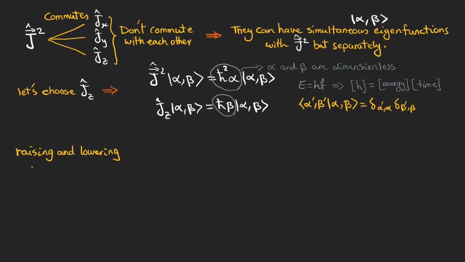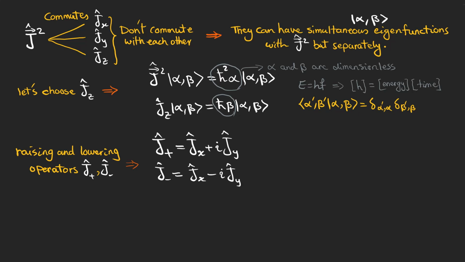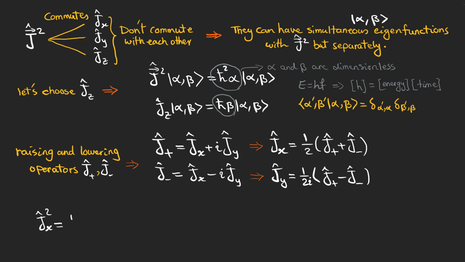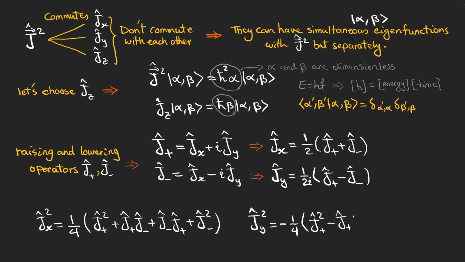To find these eigenvalues and eigenfunctions, we need to introduce two new operators called j plus and j minus, which are called raising and lowering operators, and you will see why. We define j plus and j minus as jx plus i jy and jx minus i jy. So we can write jx as this and jy as this expression. Also jx squared can be written like this in terms of j plus and j minus, and jy squared can be written like this in terms of j minus and j plus.